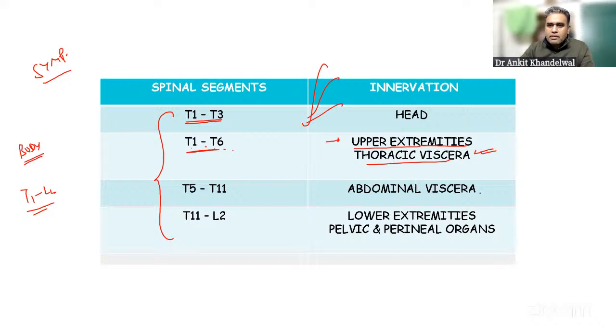But then you have the entire abdominal viscera, lower limbs, and also pelvic organs. They all go from T5 below in the form of splanchnic nerves that you'll see. So just this T1 to L2 is distributed to the entire body.